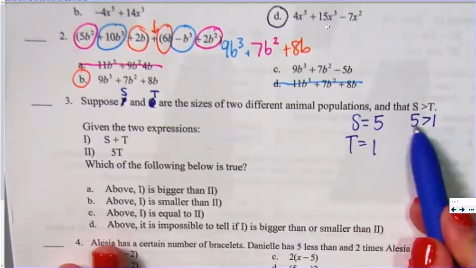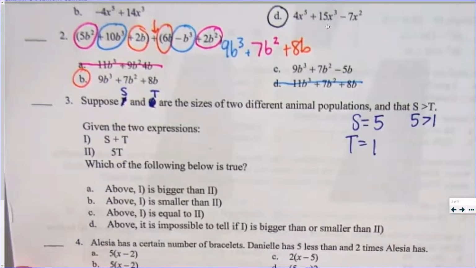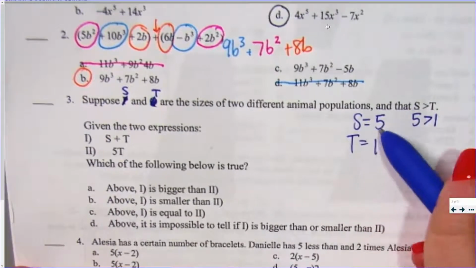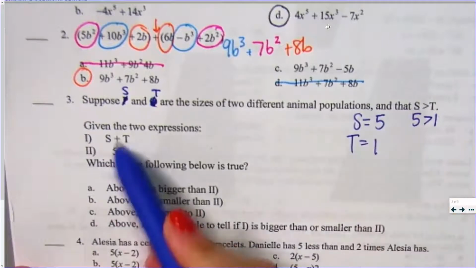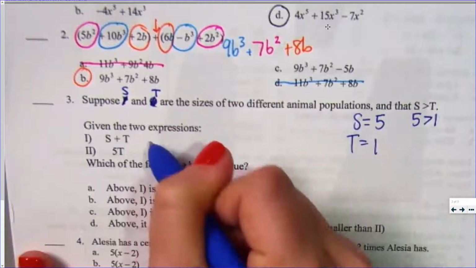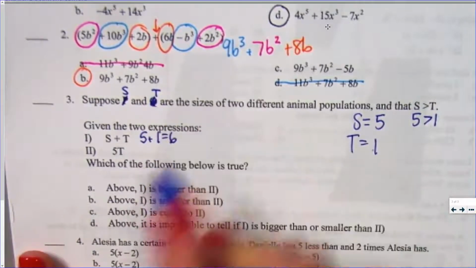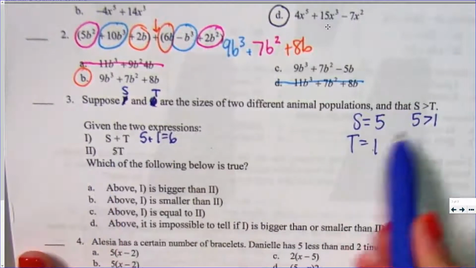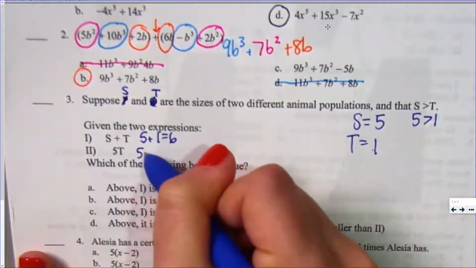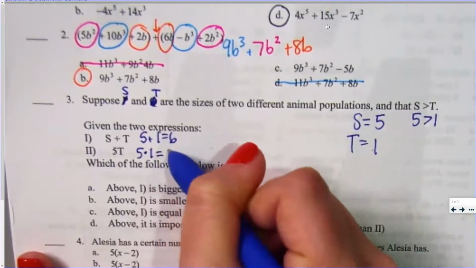We have to make sure that this here is true. Is 5 greater than 1? And it is. All right, now I'm going to take these 2 values and I'm going to plug them in right here. S is 5. 5 plus 1 is 6. 5 times T, T is 1. 5 times 1 is 5.